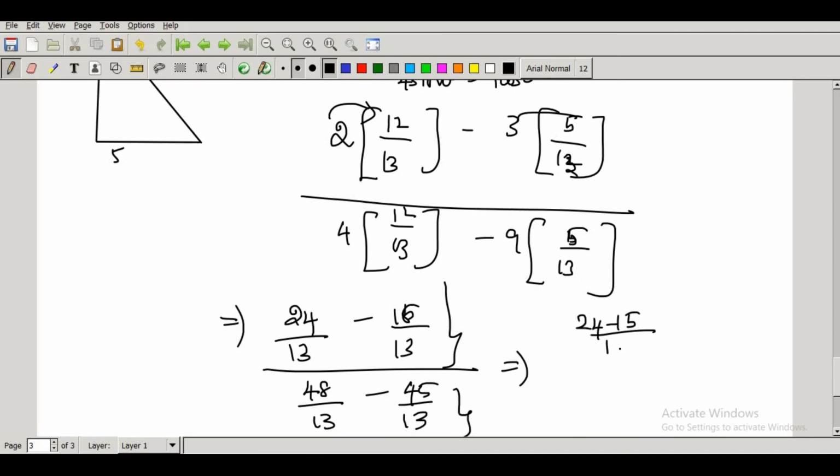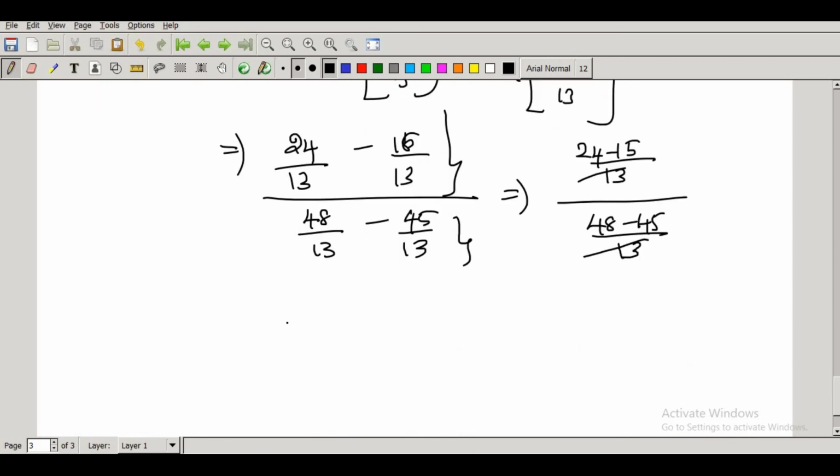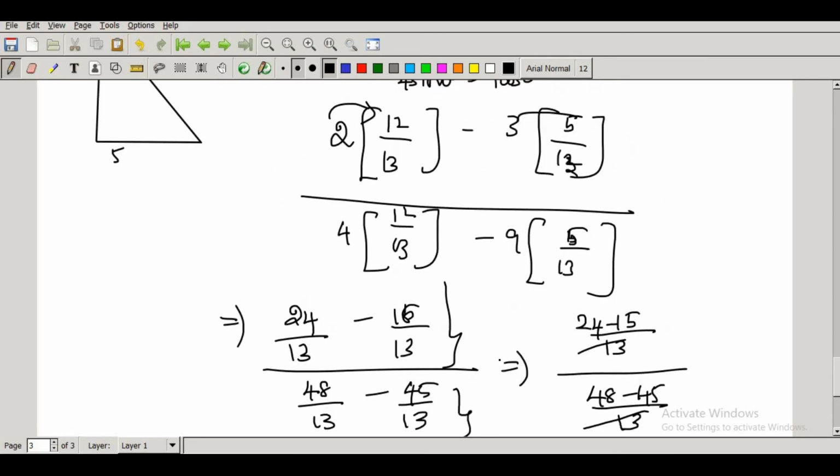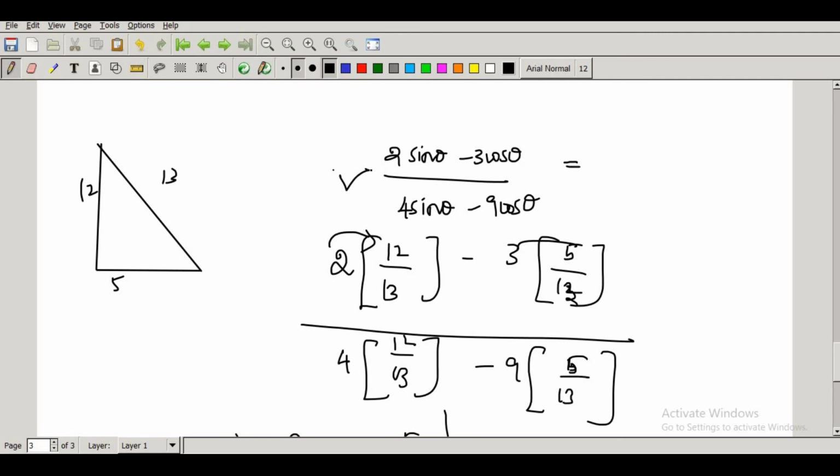24 minus 15 by 13 divided by 48 minus 45 by 13. Here you can cancel out these two values, 13 and 13. Then you will have 24 minus 15, which is 9, and 48 minus 45, which is 3. So you cancel it out. Then you will have 9 over 3, which is 3. Hence the value of this particular expression is 3.